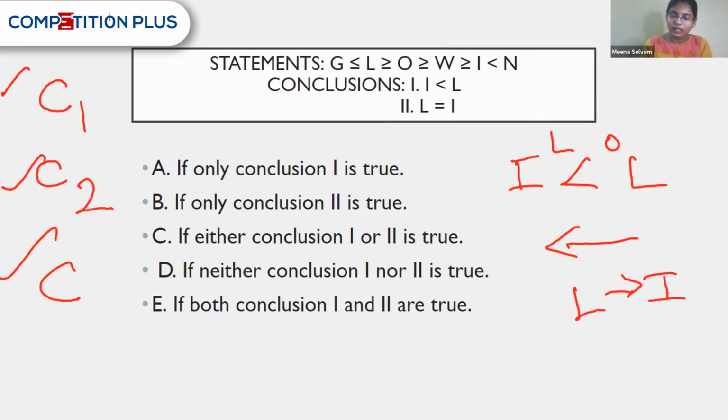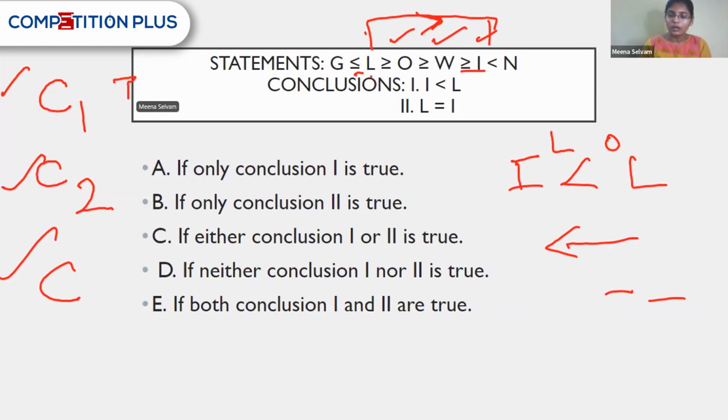Look at your statement. This is L, this is I. So draw a line in the direction you have to cross check, from L to I. If I want to cross check, I should not stop with that. Again, check the in-between elements from L to I. So L to O, the flow is possible because the gate is open this side, greater than or equal to. Next O to W also the flow goes, W to I also the flow goes. Yes, so hence conclusion 1 is true.